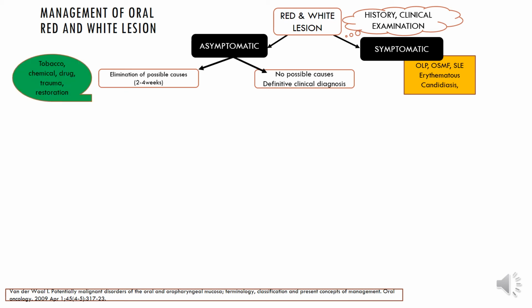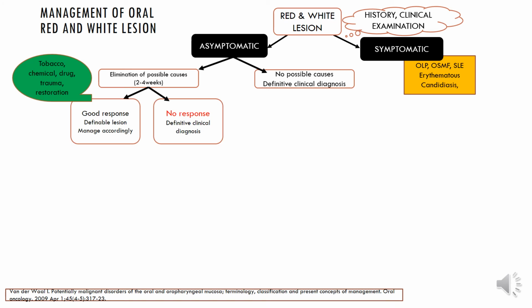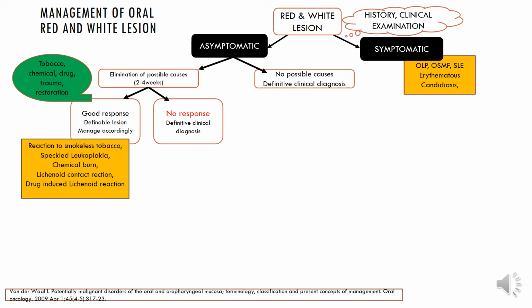When we're talking about eliminating possible causes, we're going back to the same ones again, like tobacco, chemicals, or drug induced, or trauma, or a restoration, which could be the cause for a lichenoid reaction. If you're having a good response, then yes, you're already looking at either eliminating tobacco and the lesion was a reaction to smokeless tobacco. Speckled leukoplakia, which could also subside in some cases where the person actually quits the habit, a chemical burn, lichenoid contact reaction, or a drug-induced lichenoid reaction.